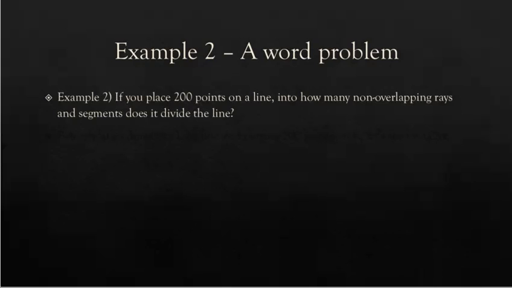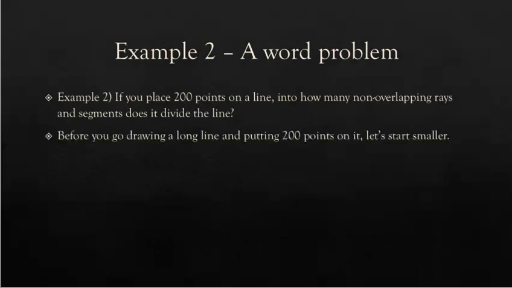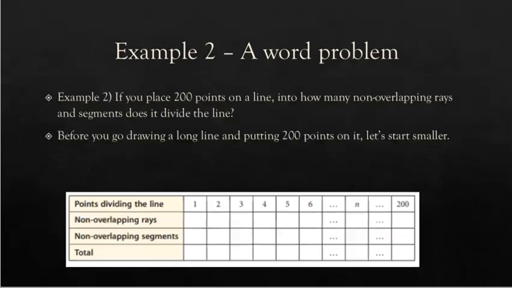All right, before you go drawing a really long line and putting 200 points on it, let's start a little smaller. So let's make a chart of how we could do this, starting with 1 point and then 2 points and then 3 points. Let's see where we get.